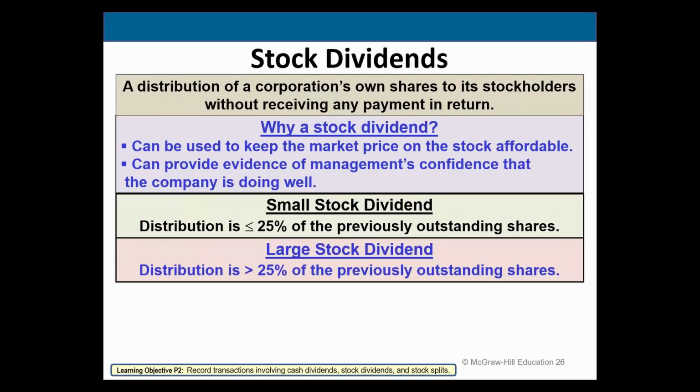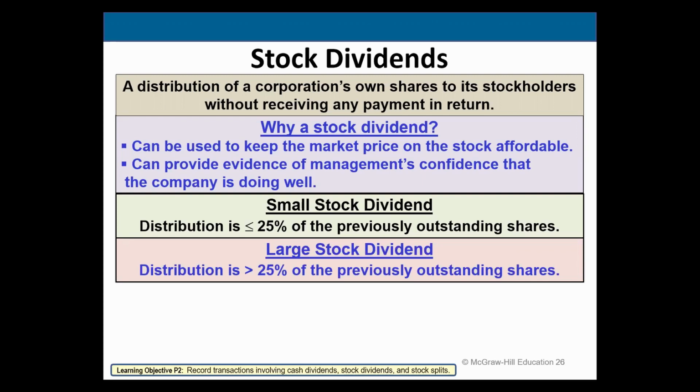A stock dividend declared by the corporation's directors is a distribution of additional shares of the corporation's own stock to its shareholders without the receipt of any payment in return. So we could give either a cash dividend or a stock dividend. We could give people more shares of stock. Stock dividends and cash dividends are different. A stock dividend does not reduce assets and equity, but instead transfers a portion of equity from retained earnings to contributed capital.